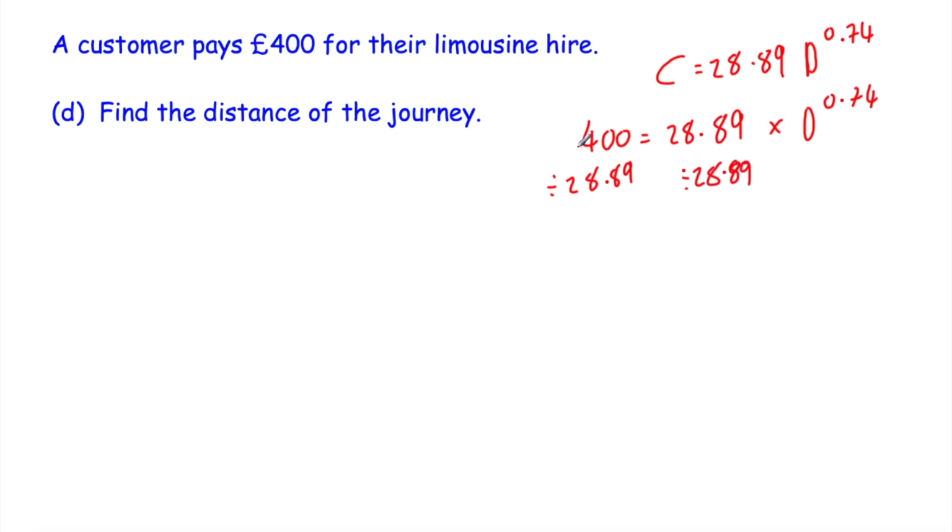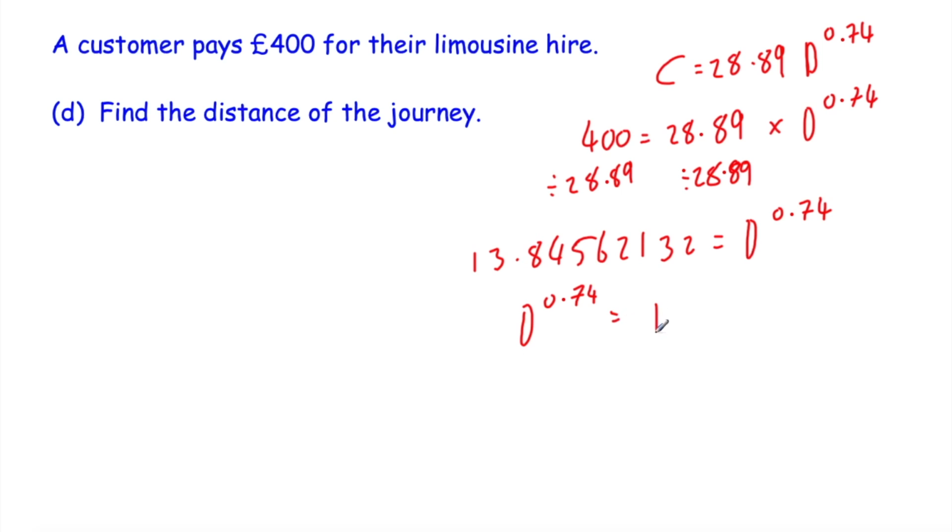So the left hand side, whenever we do 400 divided by 28.89, we get an answer of 13.84562132. And that's equal to, on the right hand side, we've divided by 28.89 to get rid of the 28.89, so we're just left with d to the power of 0.74. I'm just going to turn this around: d, the distance, to the power of 0.74, is equal to 13.84562132. And now we want to solve this to figure out what d is, the distance of the journey.